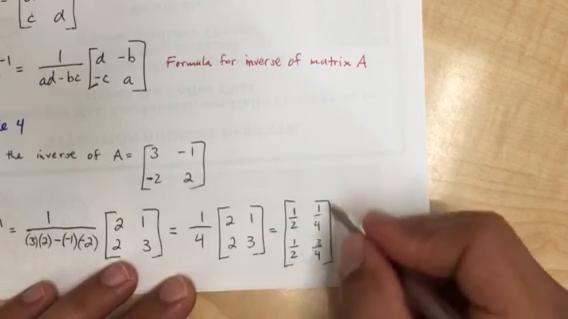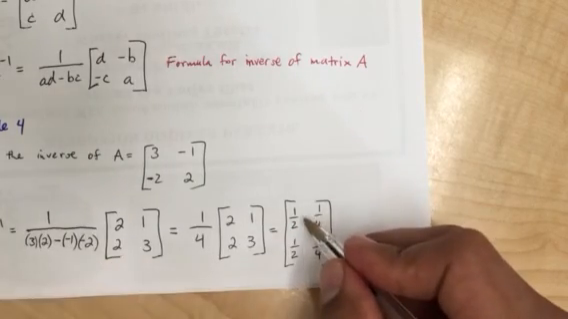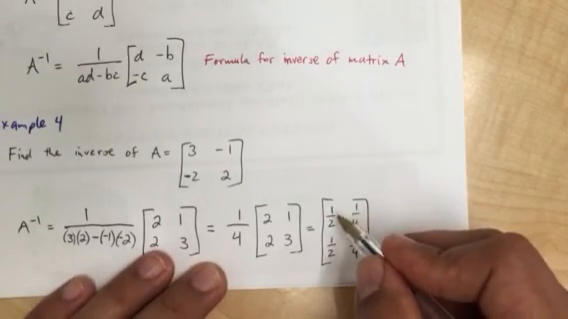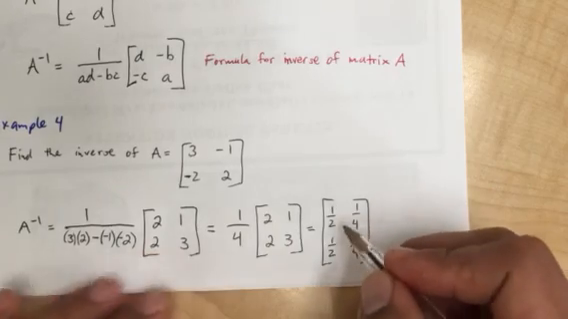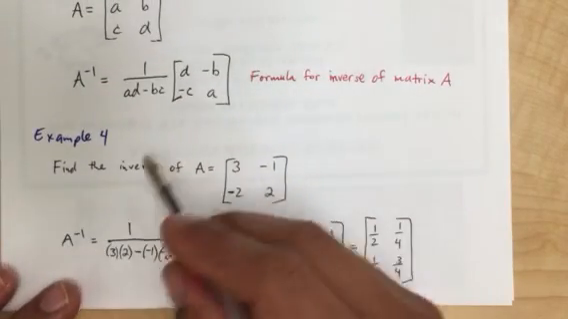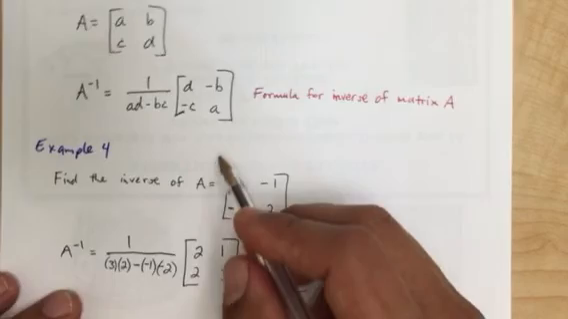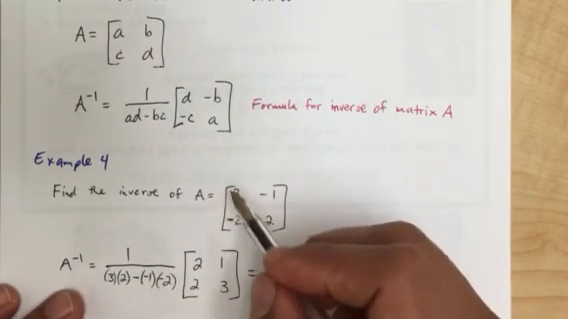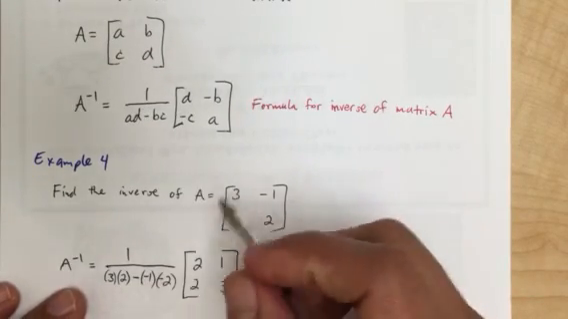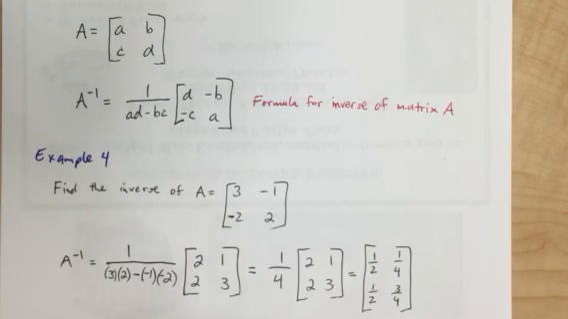Okay, and here is our final answer. Our inverse matrix of A is 1/2, 1/4, 1/2, 3/4. So this is how we apply our formula, and this formula only works for a 2 by 2 matrix, so just remember that.